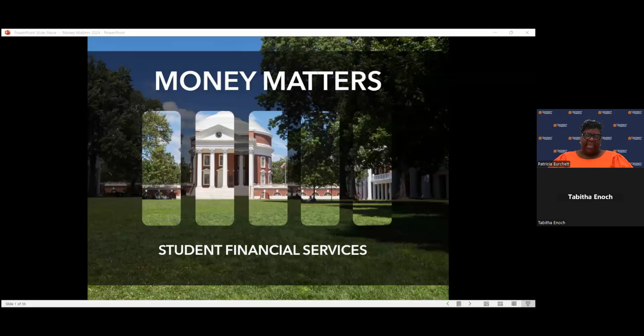Talking about today is an overview of different aspects of the financial aid, or the financial processes that UVA has, concerning payment options, billing, an authorized user and the importance of what that means, the benefits of direct deposit, and billing information.